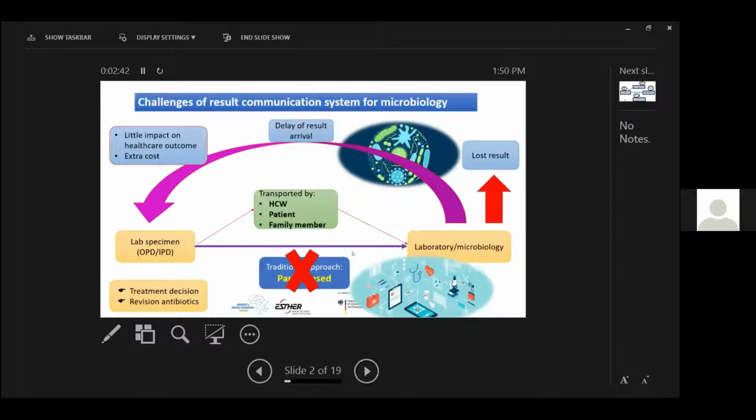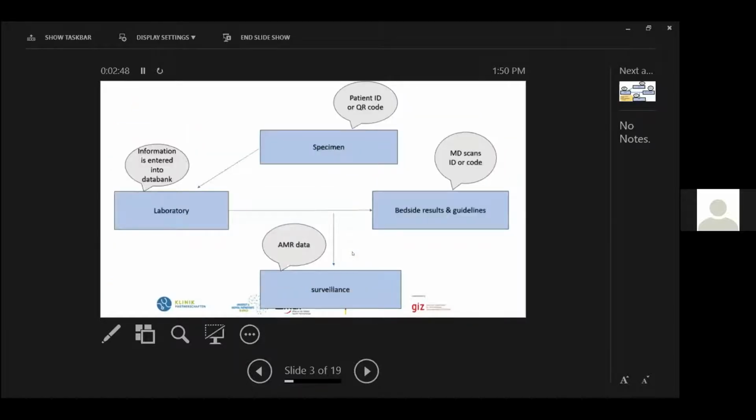So we wanted to change this traditional paper-based system using a digital approach so that we have data easily shared between all the diagnostics and treatment sites. So we wanted to use a system that will help enter information into the database at the laboratory, and the specimen is sent through patient ID or QR code by the physicians to the laboratory, and the result reaches treating physician at the bedside for decision, along with information to guide a treatment of a patient.